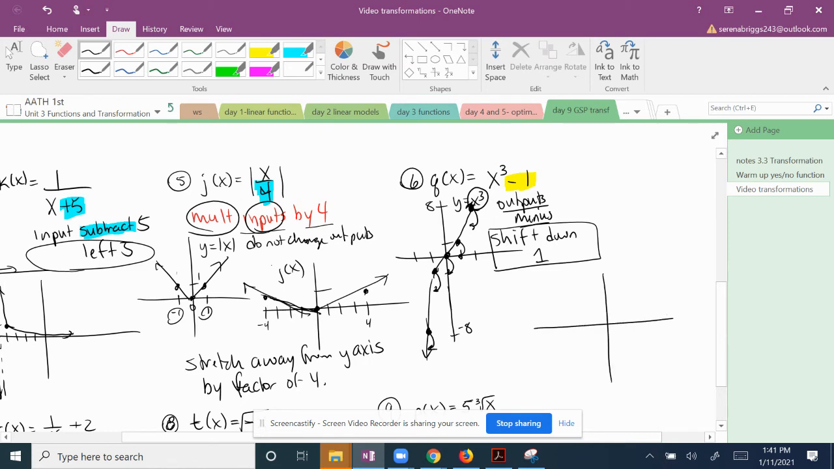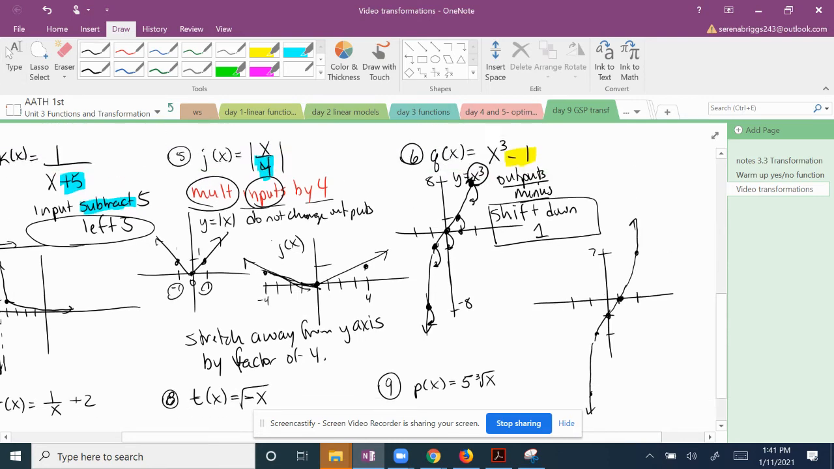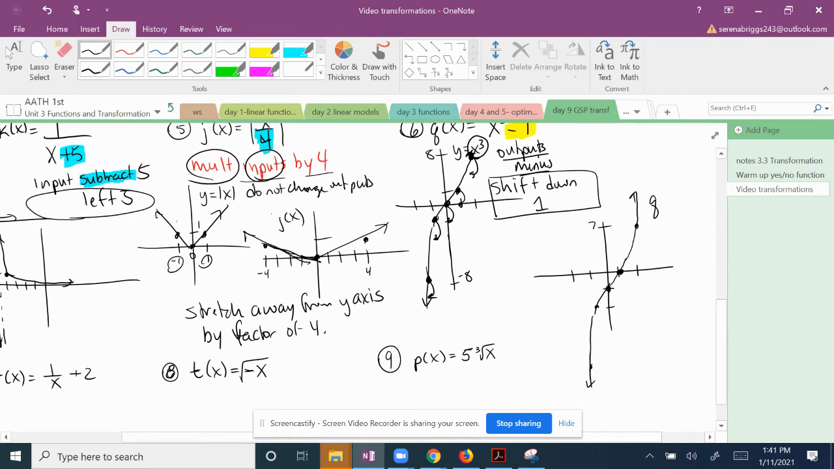I can make a table of values if I want. 0 would now be -1, 1 would now be at 0, 2 would now be at 7, -1 would now be at -2, and -2 would now be at -9. That is the graph of Q.